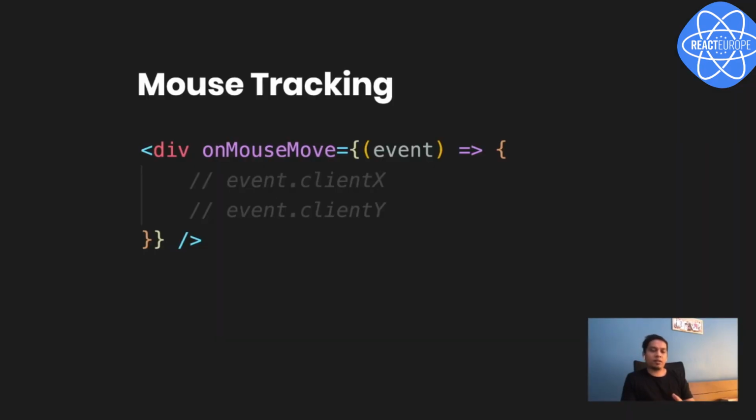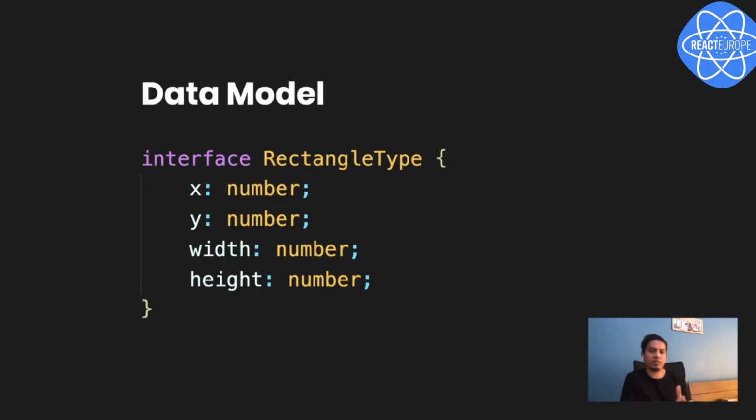So the first part is mouse tracking. We can use, say, onMouseMove on a div to track the position of the div. And then we have the event object in the callback function that gets clientX, clientY, and a lot of information about the pointer. It also carries information about the current button, the mouse button which is clicked. Next comes the data model. Here I've used an interface with X, Y, width, height. I call it rectangle type. And yeah, this can be an agreement between the dispatch and the renderer.